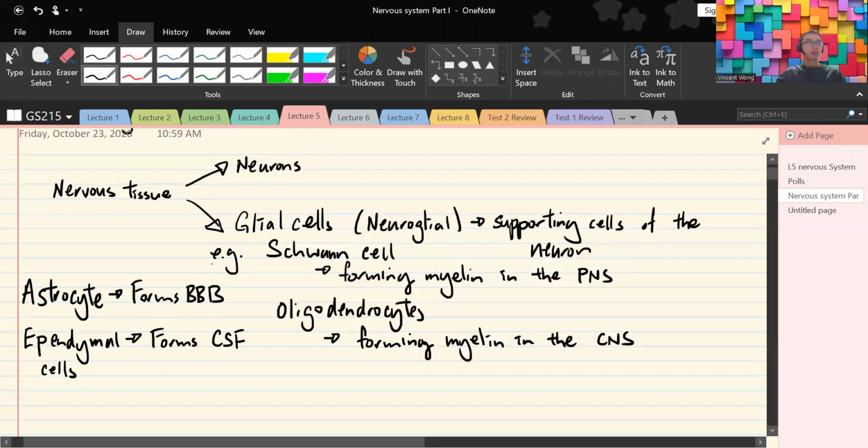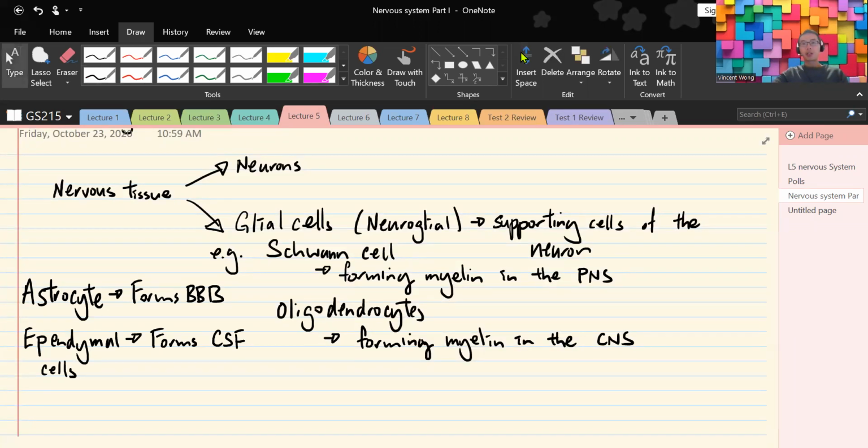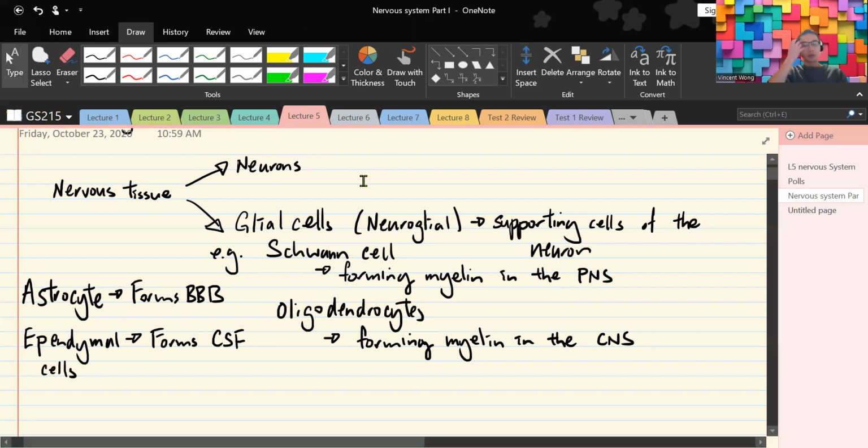Okay, so those are the supporting cells. They provide protection for the neurons. They provide nutritional support for the neurons. Okay, so as you know, neurons, they don't really divide, but the glial cells, they are the ones that can divide, and brain cancers arise from glial cells and not the neurons themselves.